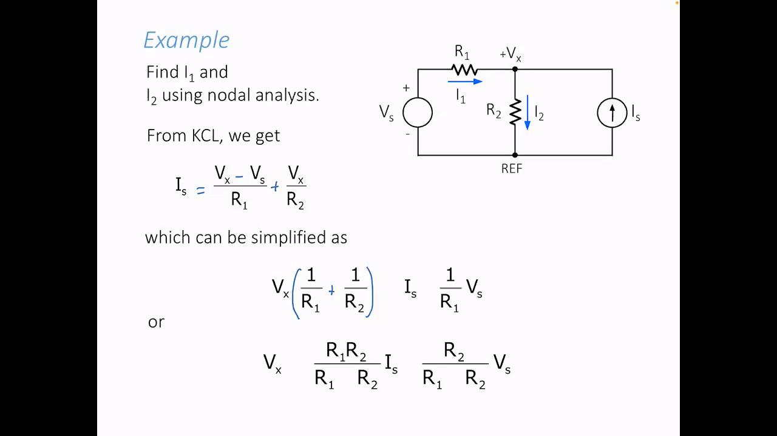Minus R I S, I think, no? Yeah. Minus R I S is equal to Vs over R1. Okay, so I'll get Vx equal to something like that.